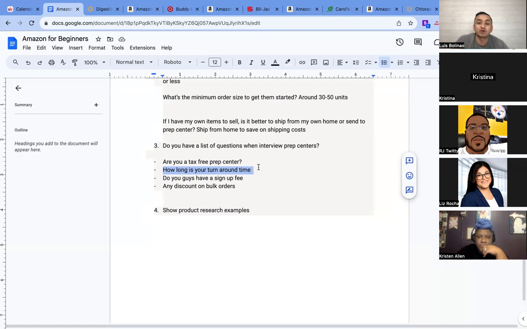Because you want your money to go quick, right? You don't want your products to be sitting at a prep center and not making money. So I like to work with prep centers that are pretty quick with their process. That way, the products are packed and prepped quickly and sent to Amazon pretty fast, and I can make money right away.